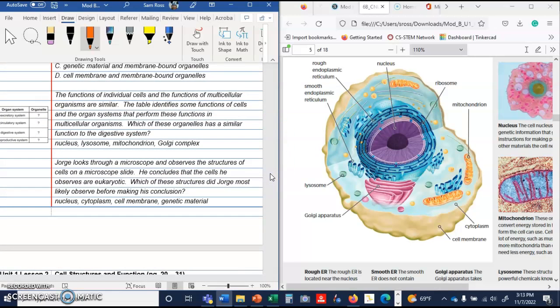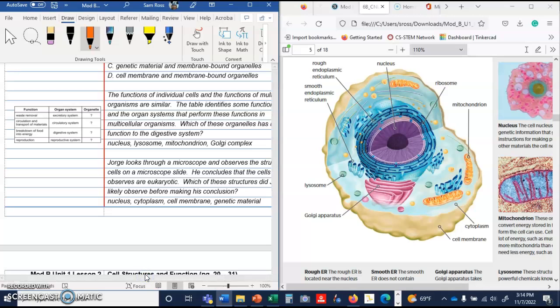The functions of individual cells and functions of multicellular organisms are similar. The table identifies some functions of cells in the organ systems that perform these functions in multicellular organisms. Which of these organelles has a similar function to the digestive system? Okay, so if we look here, you see waste removal, excretory system, circulation, and it tells you. So which is similar to the digestive system? Breakdown of food into energy. We're going to call that the mitochondrion. You've probably heard, if you've listened to TikTok at all, that the mitochondrion is the powerhouse of the cell. That's where the energy comes from.